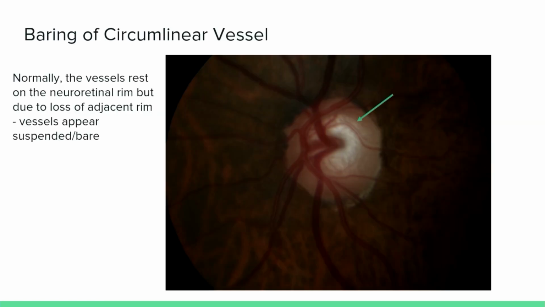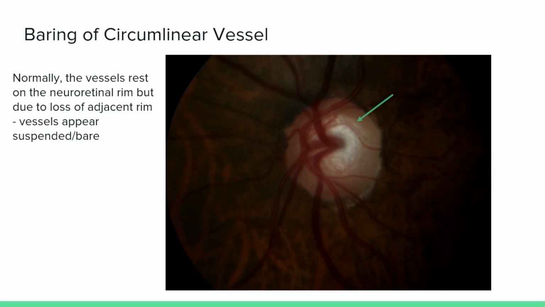Bearing of circumlinear vessels. Normally, the vessels rest on the neuroretinal rim. However, due to loss of adjacent rim, the vessel appears suspended below the NRR, that is, in the cup. Anybody wants to guess?